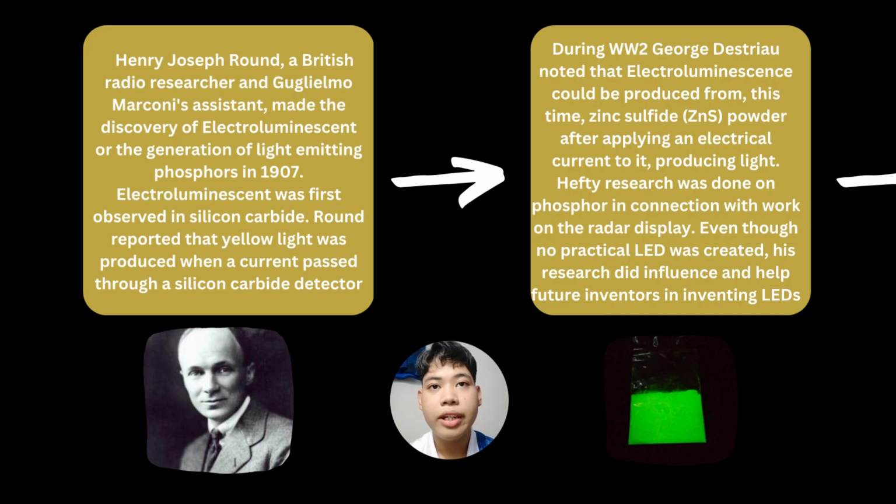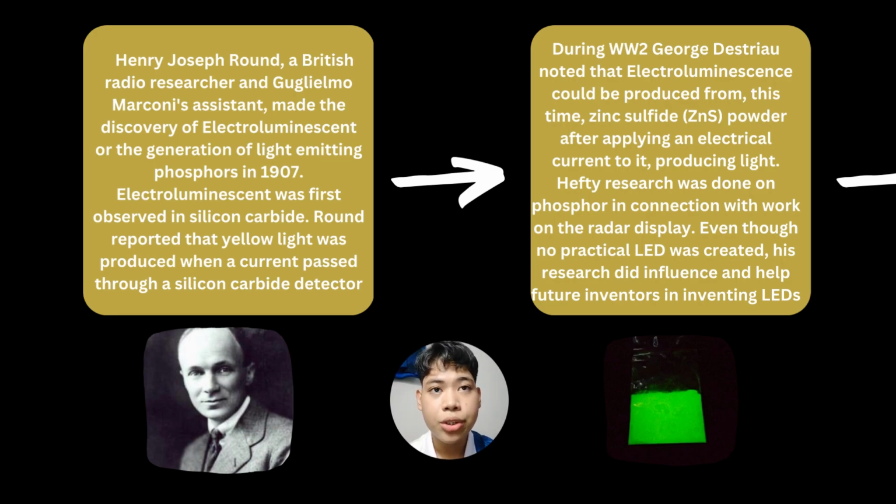The history of LED starts when Henry Joseph Round, a British radio researcher and Guglielmo Marconi's assistant, made the discovery of electroluminescence, or the generation of light in a phosphor, in 1907. Electroluminescence was first observed in silicon carbide. Round reported that yellow light was produced when a current passed through a silicon carbide detector.